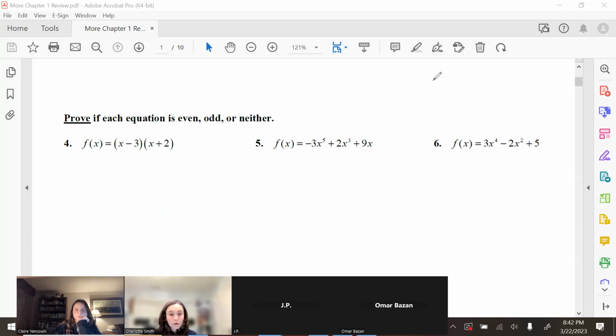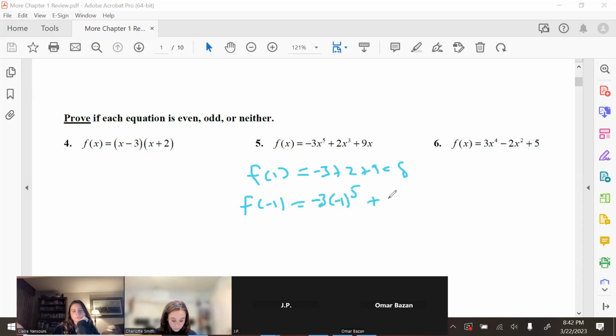And lastly, there's a question in the chat. Oh yeah, what happens if you plug in 1? Well, let's do it right now. If you plug in 1, you have -3 + 2 + 9, so that's 8. If you plug in -1, now careful, because a lot of negatives, you have -3 times -1 raised to the fifth power, +2 times -1 cubed, plus 9 times negative 1. That actually becomes 3 minus 2 minus 9, which gets you negative 8. So there's a total sign change.